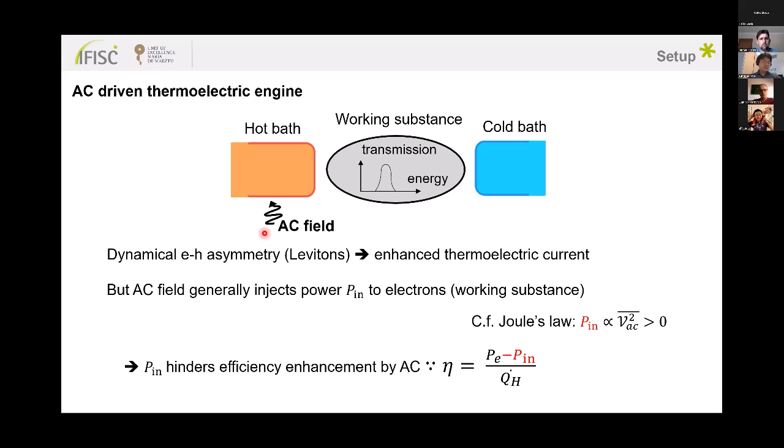But here, the AC field generally injects power to the electron, I mean, the working substance. For example, consider Joule's law: the power should be determined by the square value of the AC voltage. Then this should be a positive quantity, which eventually dissipates in the form of heat into the reservoirs. So this input power hinders the efficiency enhancement, because now we have to subtract this input power from the total generated work, that is, the power generated by thermoelectric current.